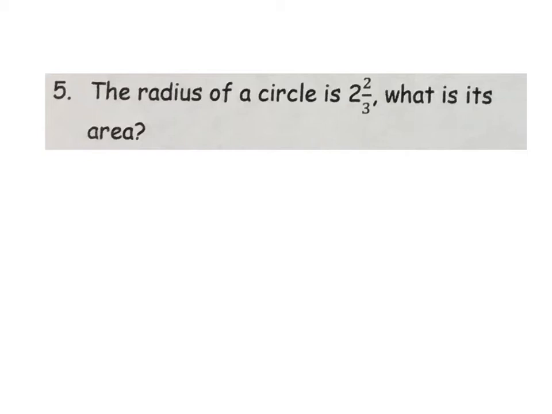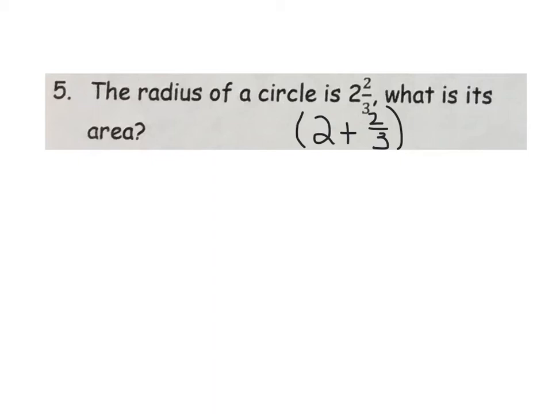Okay, number 5. The radius of a circle is 2 2/3. What is its area? So if you're putting 2 2/3 in the calculator, remember it has to be 2 plus 2/3 in our calculators that we have here. All right. So if you're using the calculator tomorrow or sometime, you've got to put it like that.